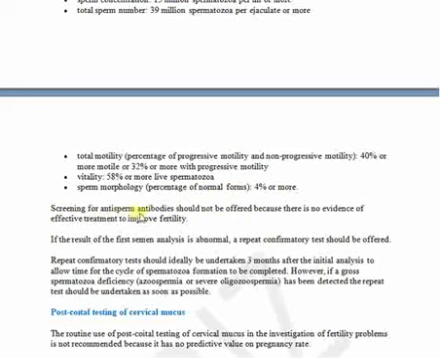Screening for anti-sperm antibodies should not be offered because there is no evidence of effective treatment to improve fertility. If the result of the first semen analysis is abnormal, a repeat confirmatory test should be offered. It should ideally be undertaken 3 months after the initial analysis to allow time for the cycle of spermatozoa formation to be completed. However, if a gross spermatozoa deficiency, azoospermia or severe oligospermia has been detected, the repeat test should be undertaken as soon as possible.